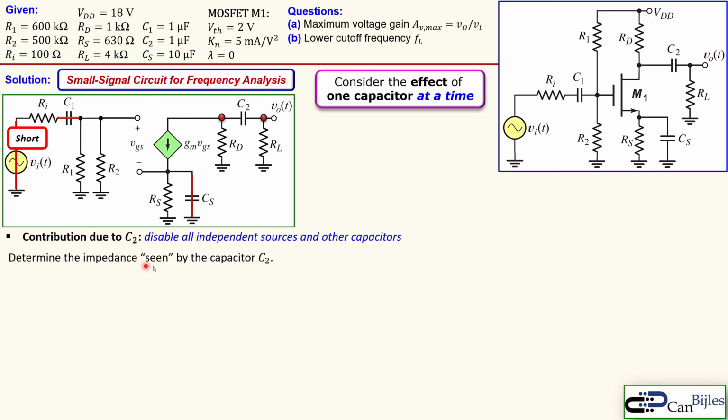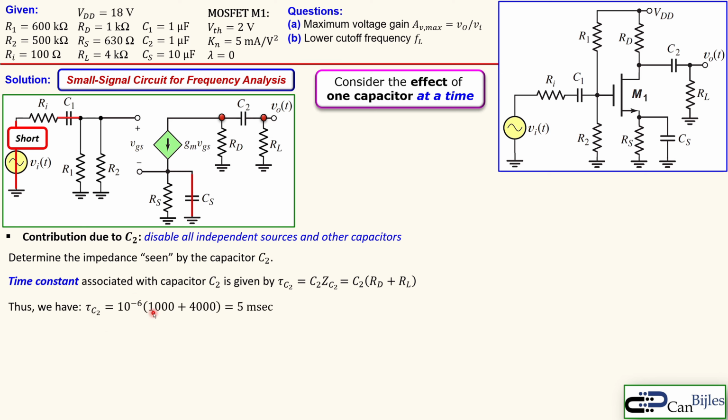So in order to determine again the impedance seen by this capacitor, we don't have this part to the left side, we only have this RD and RL actually. So the time constant associated with this capacitor C2 is just the series combination of the RD and RL. That's shown here. So we can add them up. That's actually this time constant. So 1000 and 4000 from the given. That will result in 5 milliseconds.